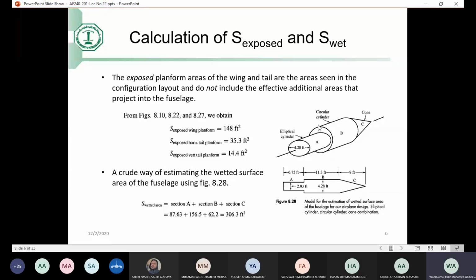The passenger cabin is a cylinder. The nose is another smaller cylinder. And this is the tail cone that we have here. If I have the length of each part of them, if I know the diameter of each one of them, then I can get the external surface area. Pi times the diameter times L is the area of section A. Pi times the diameter times L is the area of section B. And 1/2 pi times diameter times the height is the area of section C. Add them and you have an estimate of the surface area of the fuselage.